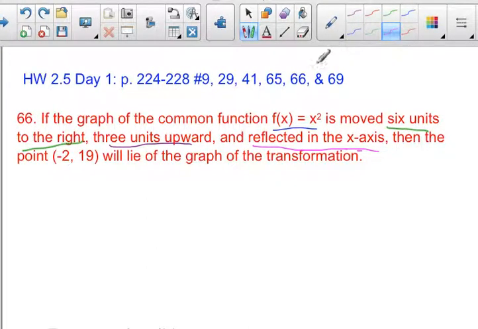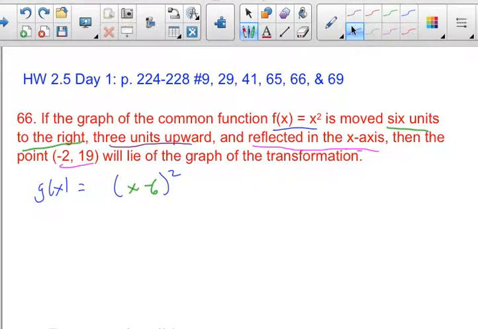After we do that, we'll see if this point, negative 2, 19, actually lies on the transformed function. So I'm going to call the transformed function g of x, and I'm going to write it relative to the function x squared. If I move this graph 6 units to the right, that means I have to replace x with x minus 6. That will move the graph 6 units to the right. So I have x minus 6 squared.